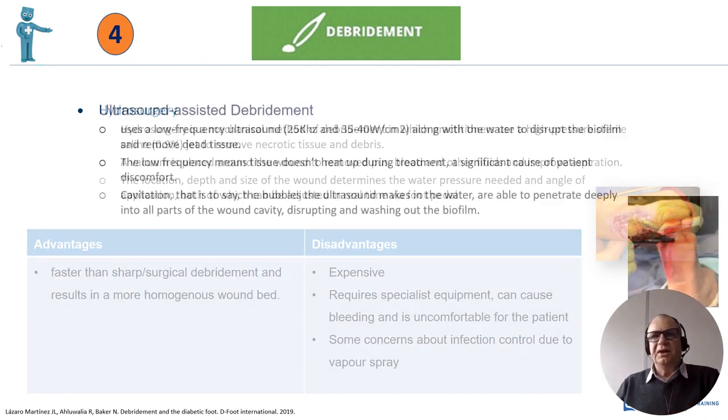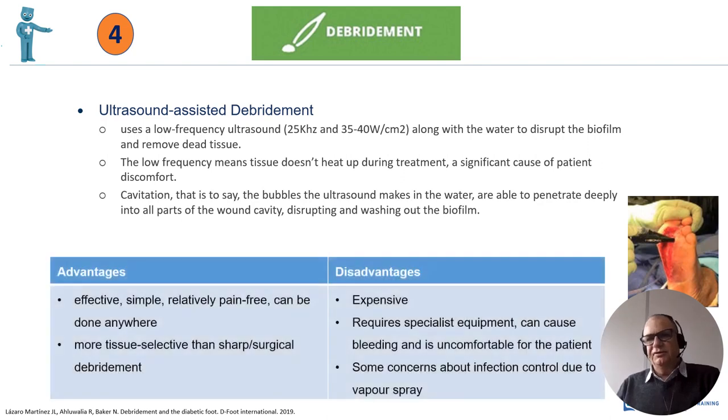bit. Another interesting type of debridement is ultrasound assisted. We've seen quite a few publications about this, where they apply low frequency that will debride the wound without heating up the wound too much. Quite simple to use. You still need a bit of training, but again, it requires this specialized equipment that can be quite expensive.